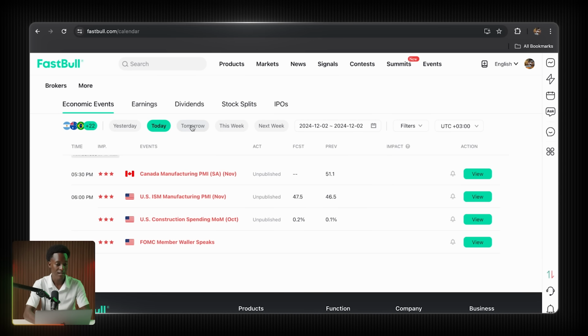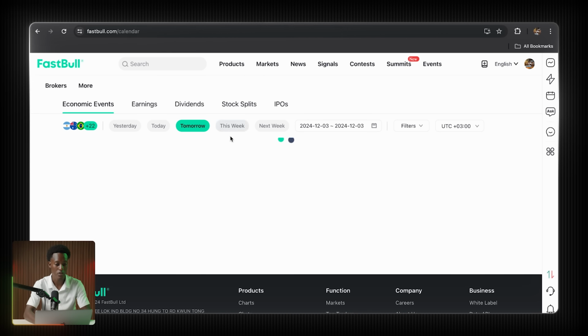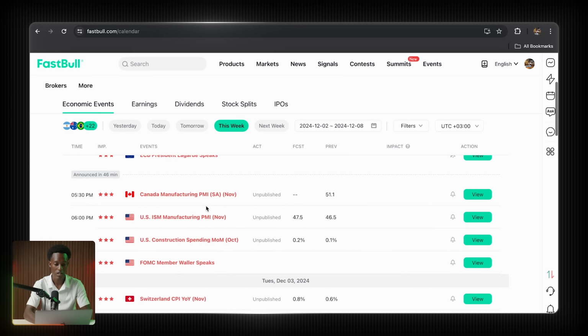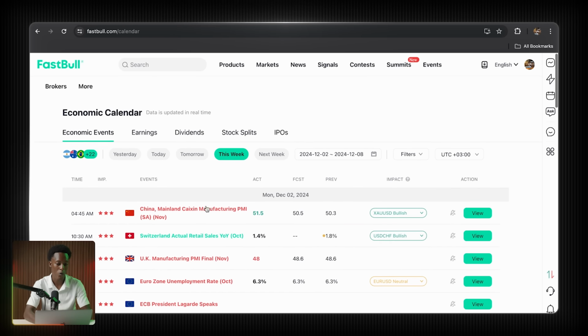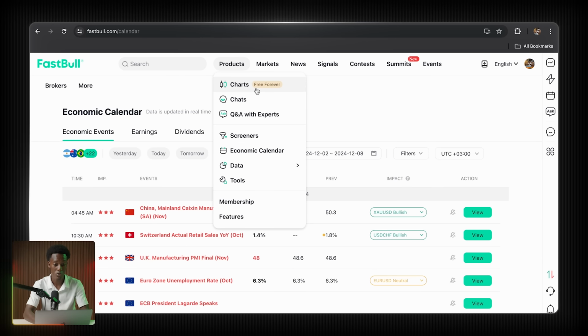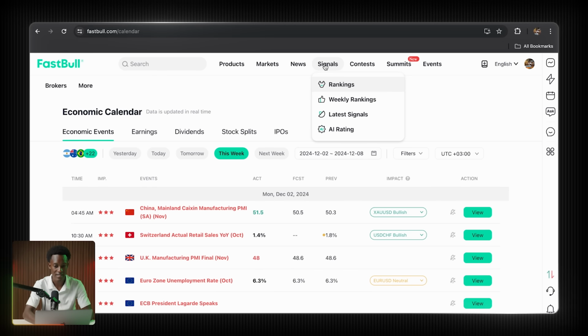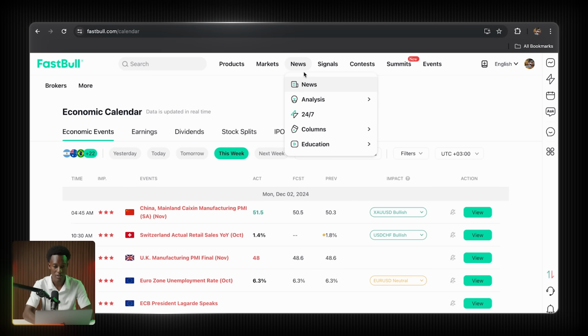Typically, I can find events happening tomorrow by just clicking on tomorrow. And if I wanted, say, this week, same thing. There we go. You can scroll through and you have a whole ton of events. Again, your economic calendar is very, very important. Then we have charts, where you're interacting with other traders just like yourself. But the most important part is going to be the news.